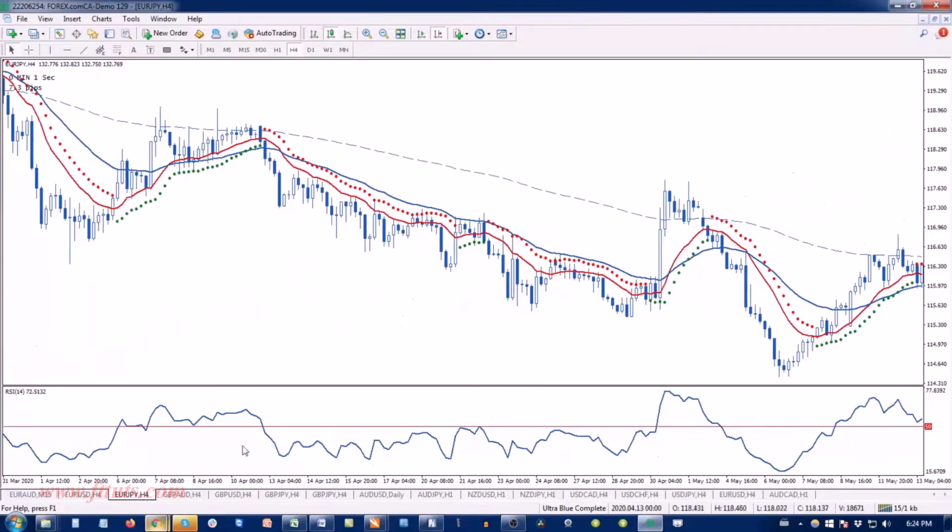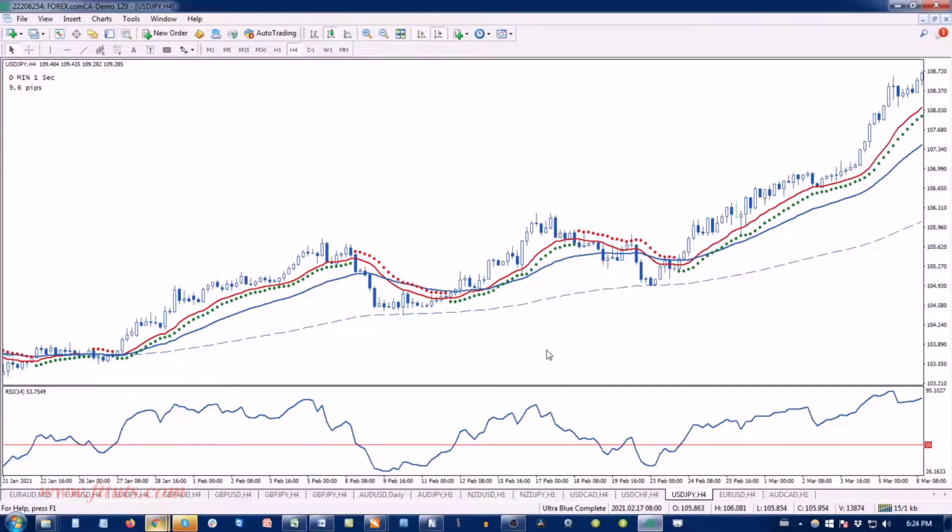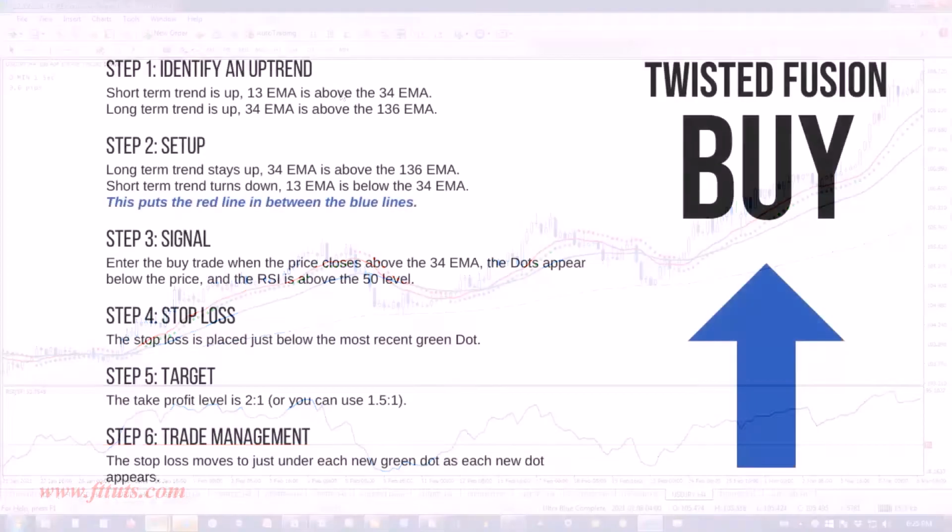If I take a look at the Euro Yen, we can see there's a twist up in here in a short market and a twist here. And again, we're going to take advantage of these twists. So let's go back to the US dollar Japanese yen. Now what I'm going to do is put a slide up that comes right out of the manual. So we'll go over the 6 steps to trading this Twisted Fusion. We'll go through the steps and then I'll show you those steps on this chart.